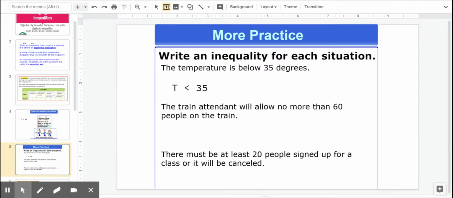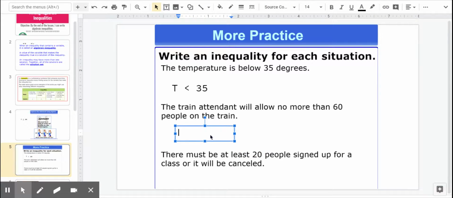Let's try another one. The train attendant will allow no more than 60 people on the train. So if I think this through, I could have 60 people on the train and that's allowed. I could have 58 people on the train. 55 people would be on the train. Would 61 people be allowed on the train? No, because no more than 60 people. So 61 would not be allowed. So 60 has to be the max. It has to kind of be the cutoff there.